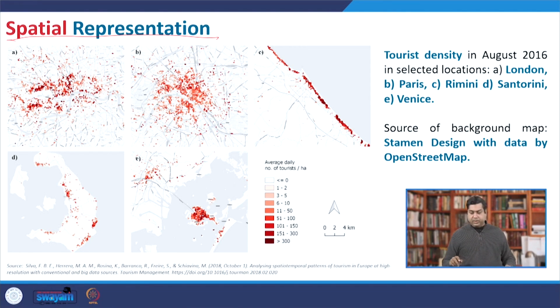For example, in this case, the tourist density in August for London, Paris, Rimini, Santorini and Venice. In this case you can see that the average daily number of tourists per hectare is calculated based on certain data. First, you can get the information when you do a survey.